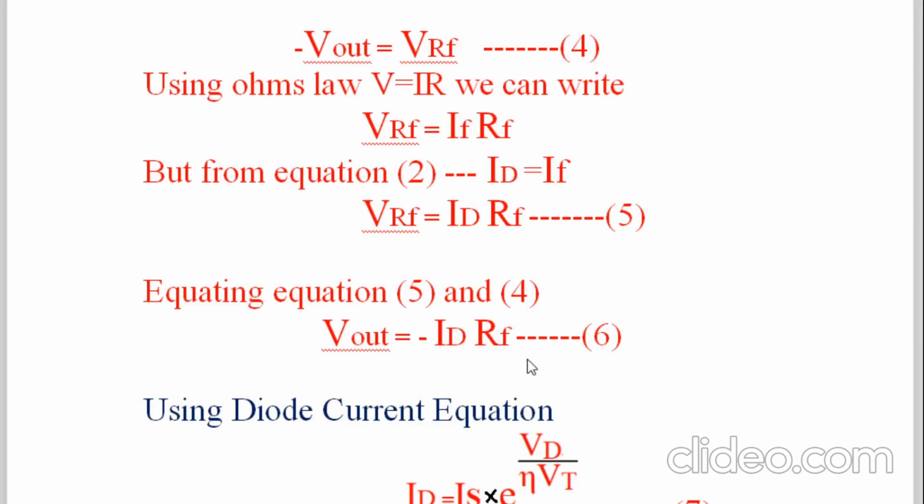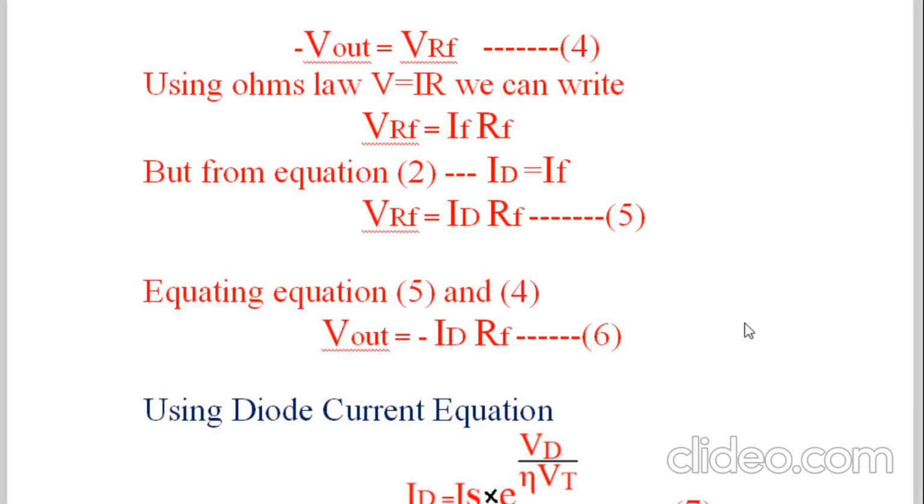By this time what we have done is we have used simply the logic of potential difference, the logic of Kirchhoff's current law, and the logic of Ohm's law, V is equal to I into R. Through this you have to come to Vout. Now Vout is equal to minus ID into RF.